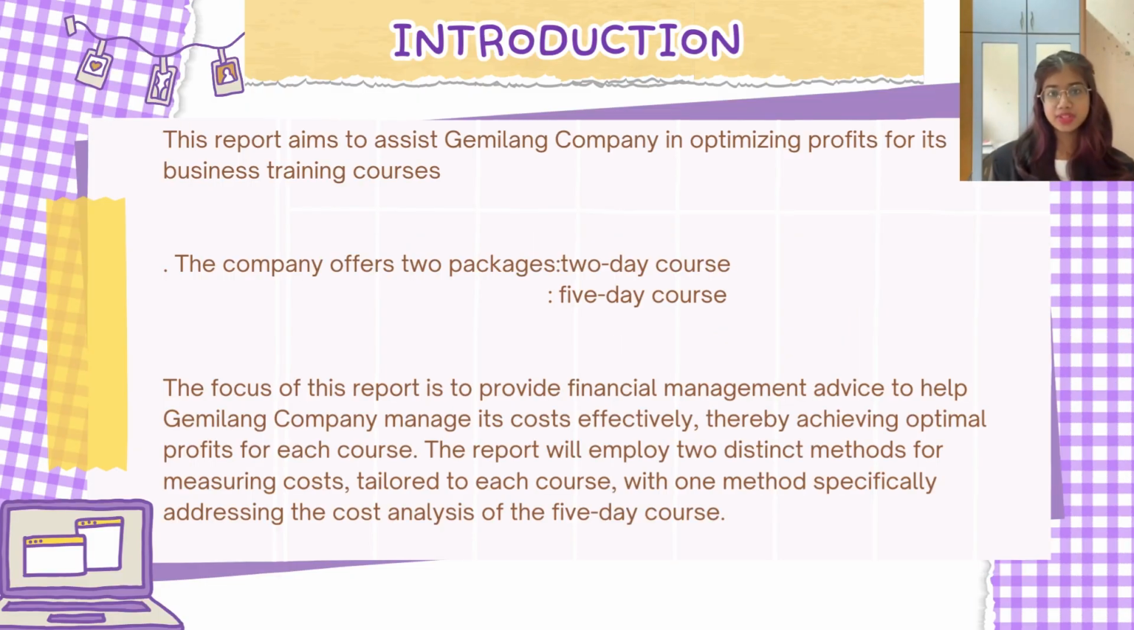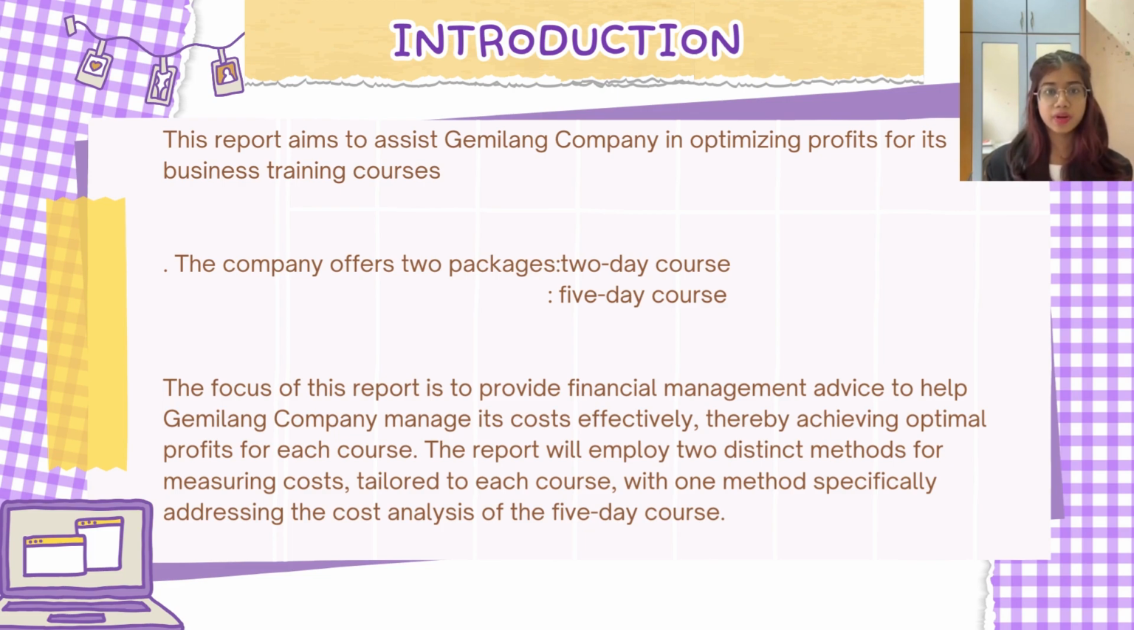This report aims to assist Gemilang Company in optimizing profits for its business training courses. The company offers two packages, a 2-day course covering basic financial management and marketing, and a comprehensive 5-day course including the content of the 2-day course, plus additional topics like cybersecurity, strategic management, and business continuity. The focus of this report is to provide financial management advice to help Gemilang Company manage its costs effectively, therefore achieving optimal profits for each course.